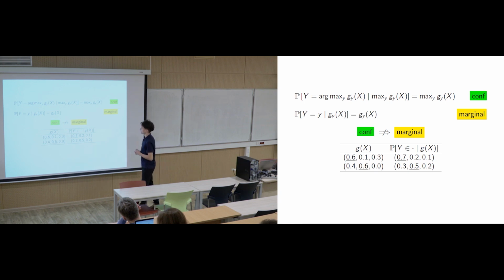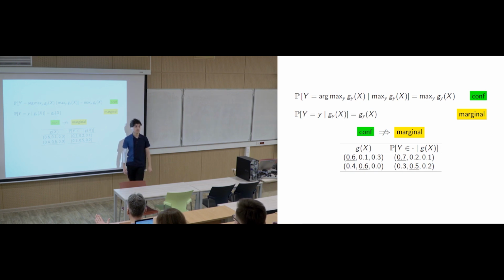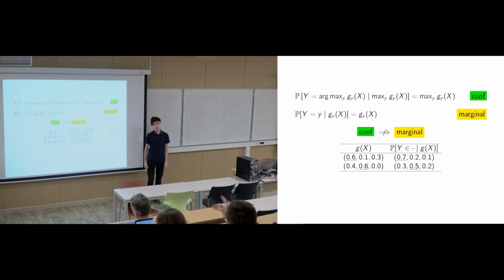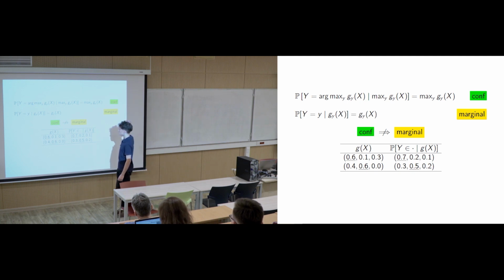Yes, for all possible x's. Or on average, not for all possible x's. For all possible g of x, let's say. For all possible predictions of your model, or for all possible maximum values, okay? So basically, in your definition, you should put an expectation over x before the left and the right parts. Is this correct? You should take an expectation over x. Is that what you're saying?